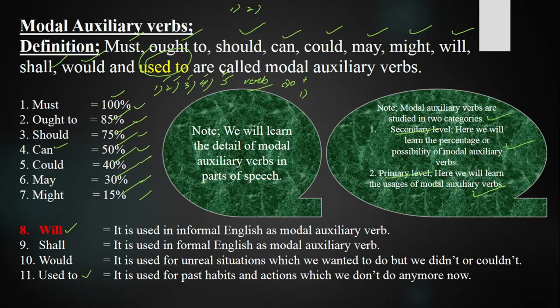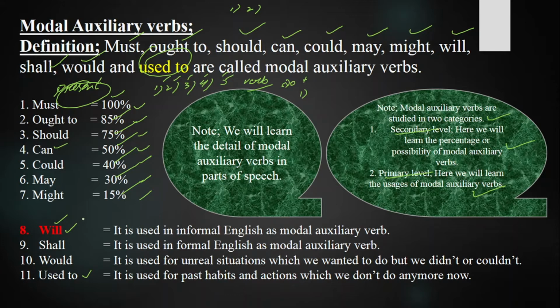But in secondary level, we have already discussed the above ones. Today we will discuss will. These all 7 I've mentioned are used for present possibility, and this one is used for future possibility. One is will and one is shall.